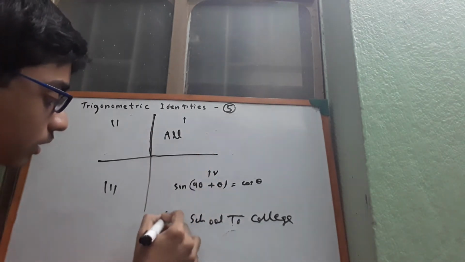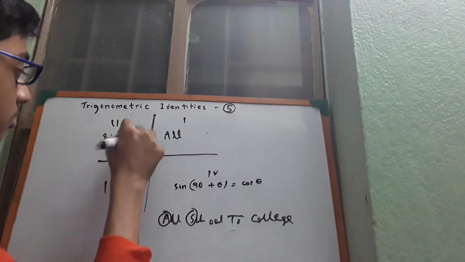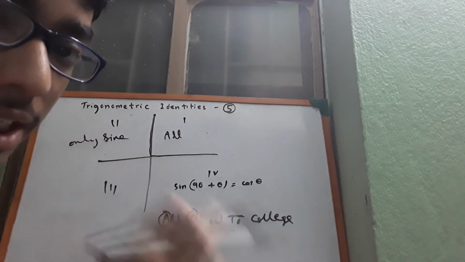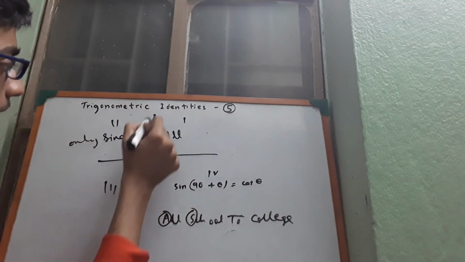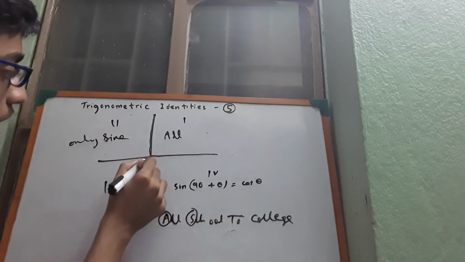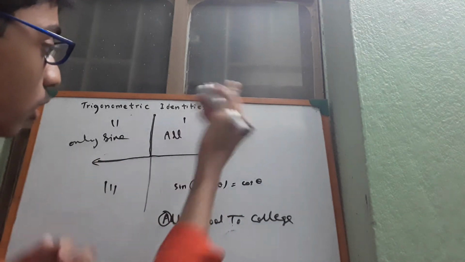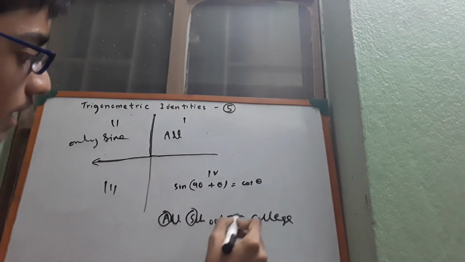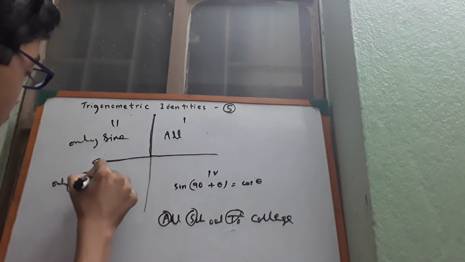So that's why A for all. In the second quadrant, S, only sine is positive. That means cosine and tangent are negative in the second quadrant. Why? Because in this case the y-axis is still positive, so sine is positive. But cosine becomes negative because the x-axis is negative, and tangent, which is sine over cos, will be negative, obviously.